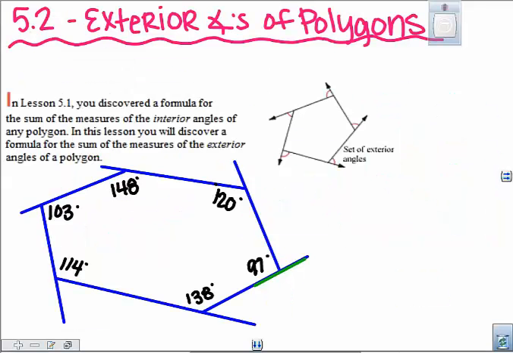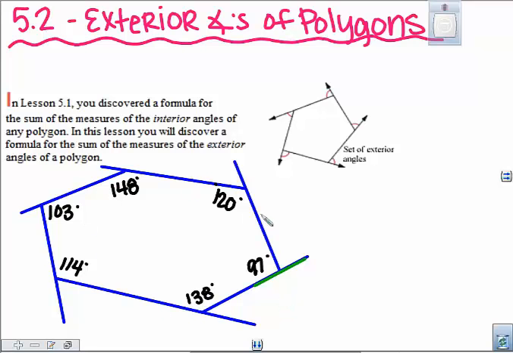5.2 is now going to talk about exterior angles of polygons. That formula you just wrote down, n minus 2 times 180, is only for interior angles, inside the shape. So exterior angles, if you look here, it's if you extended the side of your polygon, you create these angles. They're on the outside, they're exterior. We're going to talk about what those are going to add up to.